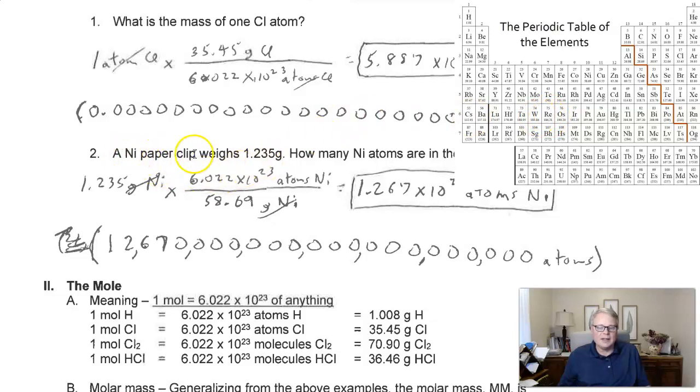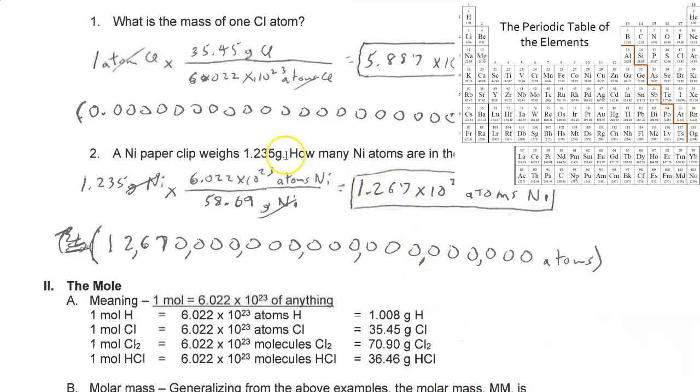Okay. A nickel paperclip weighs 1.235 grams. How do I know that a nickel paperclip weighs that? Well, because I weighed one time. This is the extent I go to give you guys a nice set of notes here. How many atoms of nickel are in that paperclip?